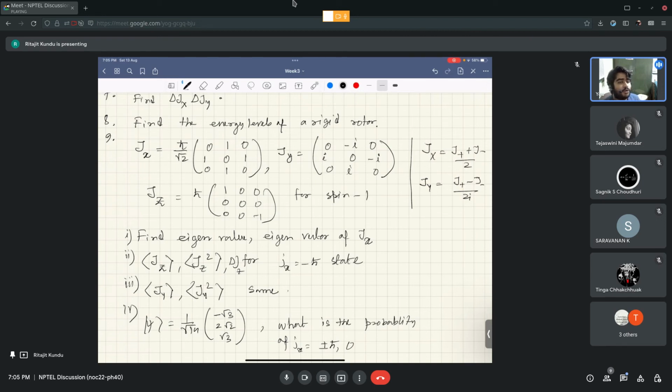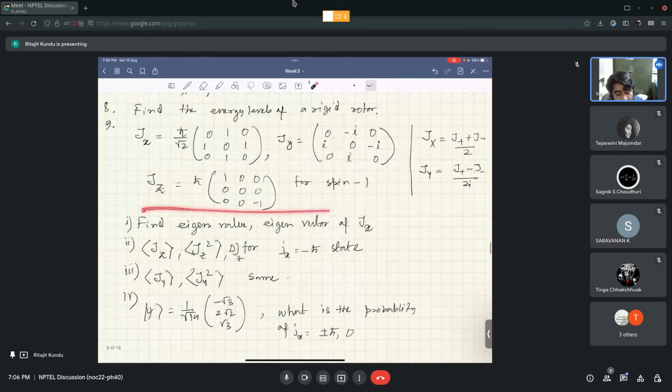You can try this out for larger matrices, let's say S is equal to 2. In that case it will become a 5x5 matrix. But these are very, very simple, just some algorithmic thing. You just use the formula for the matrix elements of j plus and j minus, and you build the whole matrix from this. Okay, so now if these are the given matrices.